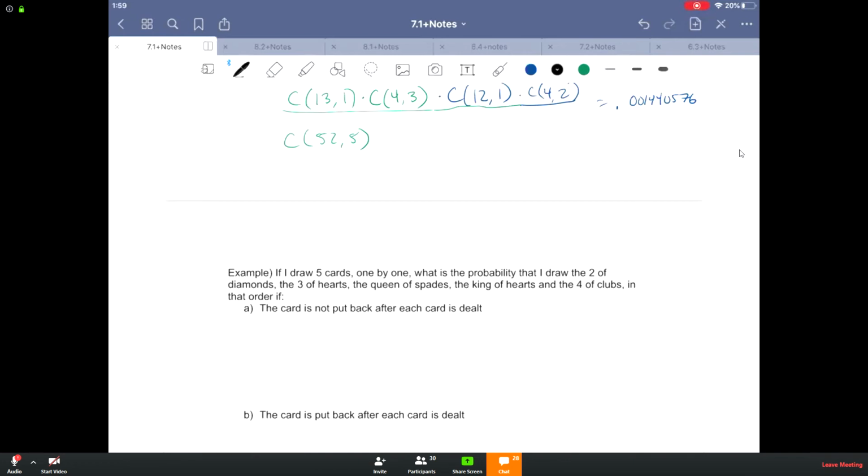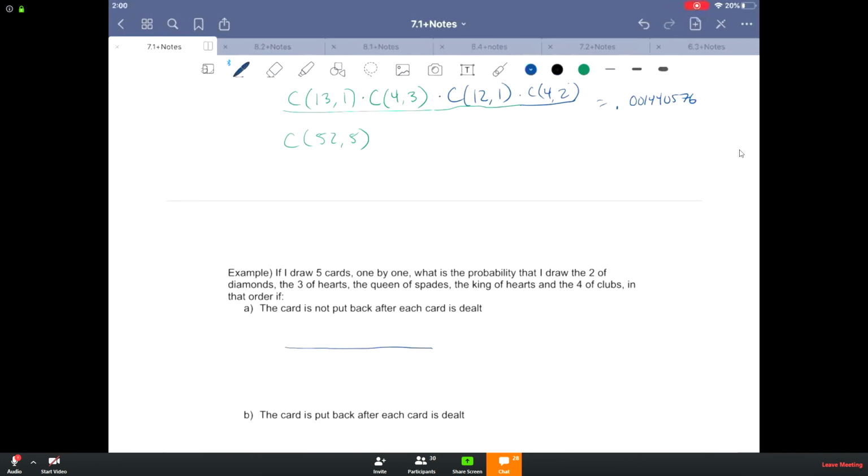Okay, so it's like I give you a card, you keep it. I give you another card, you keep it. I give you a third card, you keep it. Give you a fourth card, you keep it. Give you a fifth card, you keep it. And I want those cards in that order. Part B is the card is put back after each card is dealt. So I give you a card, you look at it and you give it back to me. And then I give you another card, and then you look at it and give it back to me, and so on. Okay, these are a little bit different.